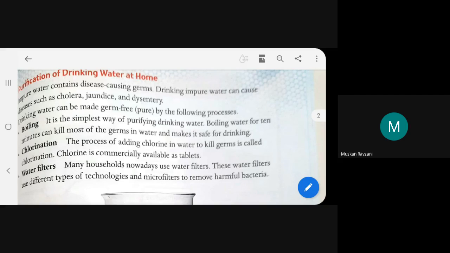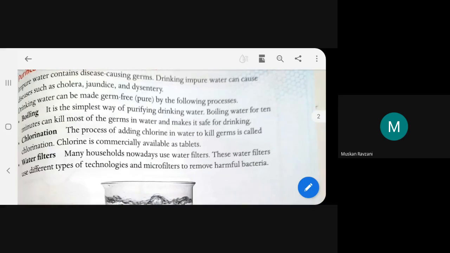The second method is chlorination. See, chlorine is a type of substance which kills the germs inside the water. It is available in medical stores also in the form of tablets. How do we eat medicines? In that form this chlorine is available in the medical store, and if we add it to the water, it kills all the germs present inside. Can you understand better? Yes, ma'am.